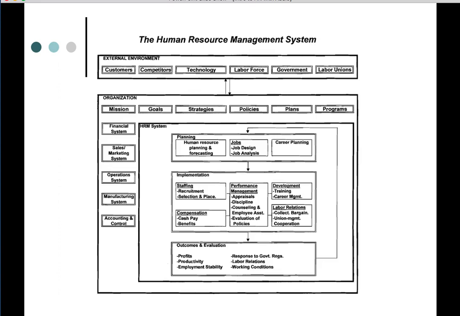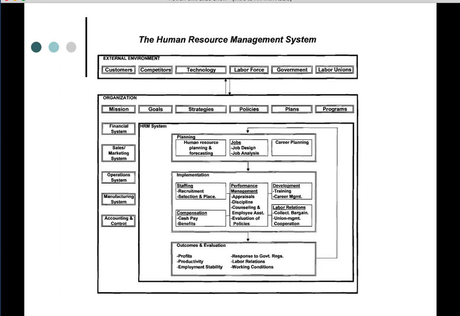But as we flow down, you notice on the left-hand side of that diagram, we have financial systems, sales and marketing, operations, manufacturing, accounting, and control. HR is a system like any of those other disciplines. And within the HR system, there is a flow of the way things work in HR. And as we go through this course, we'll be going through that diagram so you have a sense of how planning and implementation and the outcomes, all of our HR activities go through this pretty clear process, right?